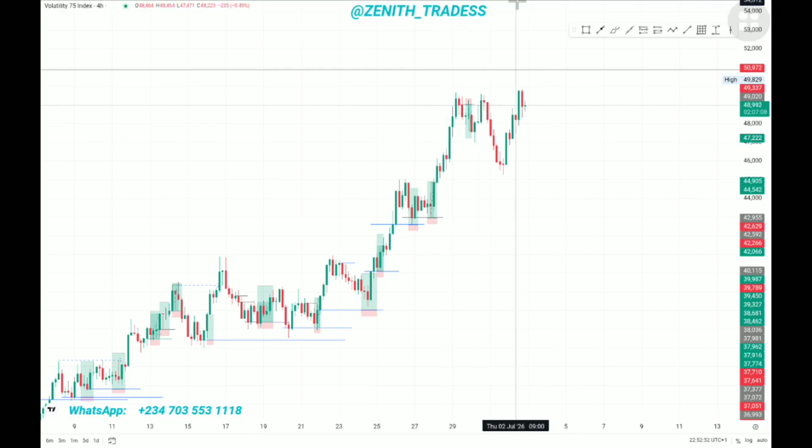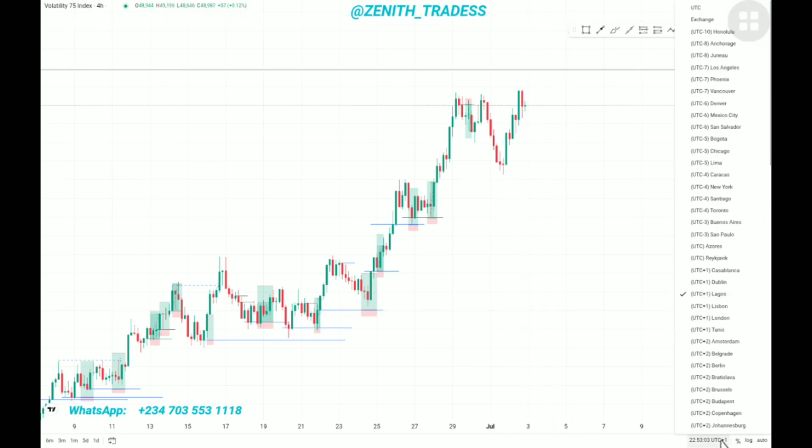If you are using MT5, it is by default UK time. You cannot change it to UTC plus 1. You can see here, I've adjusted my TradingView to UTC plus 1. So that's why I'm seeing exactly 10:30, 3:30 in this case. So on your TradingView, your time zone should be UTC plus 1 Lagos. But if you're not a Nigerian, then confirm your local time and change yours to that, your local time.